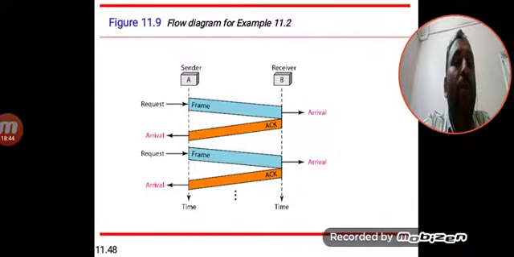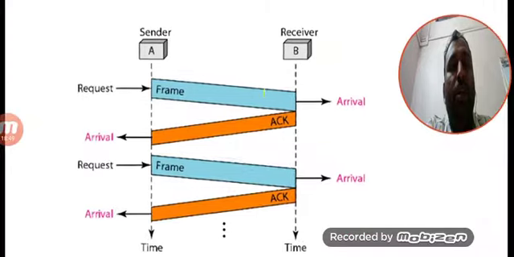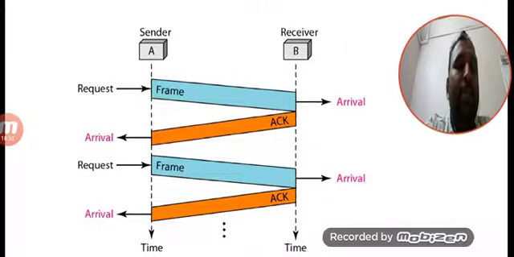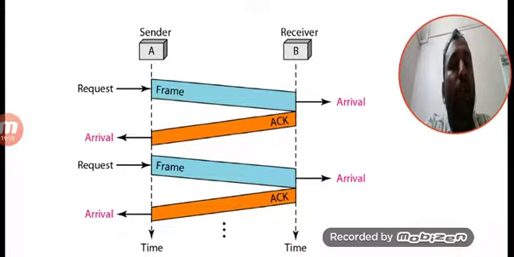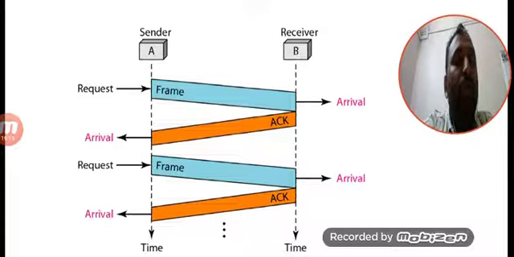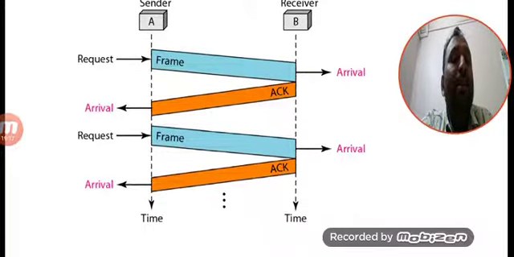Now if you look at the flow diagram for stop and wait, you will see that for sender A, this blue line frame indicates that the data has been transmitted in the form of a frame from A to B, and this saffron line indicates the acknowledgement sent by this particular frame. And once that acknowledgement is received, the arrival information will be given to the sender end, and then the next frame will be transmitted.